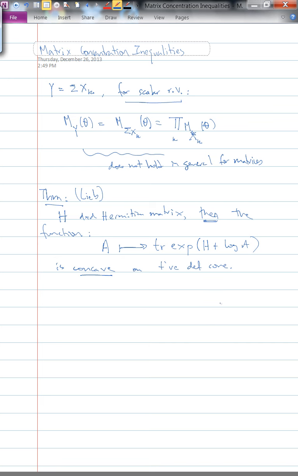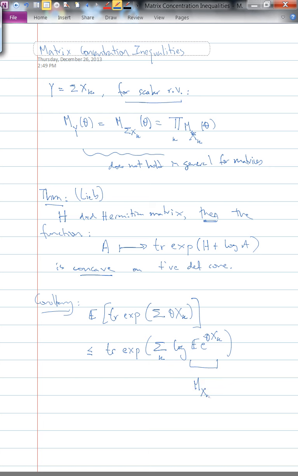So how do we use this? We use this with the following corollary, which says that the expected value of the trace of exp of the sum of theta xk, which you should recognize as exp of theta y, is less than or equal to the trace exp of the sum over k of log of the expected value of e to the theta xk. So what we've basically done is taken something that has the sum of the xk's in the exponent to something that has only m of xk of theta.